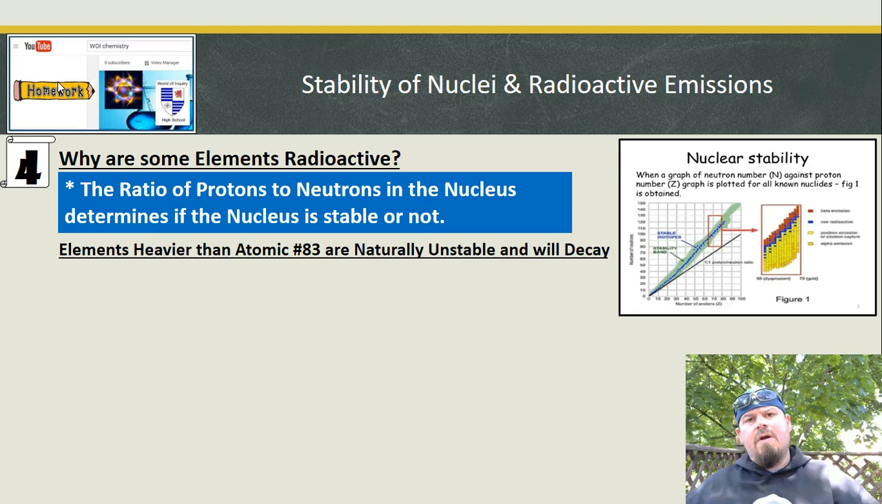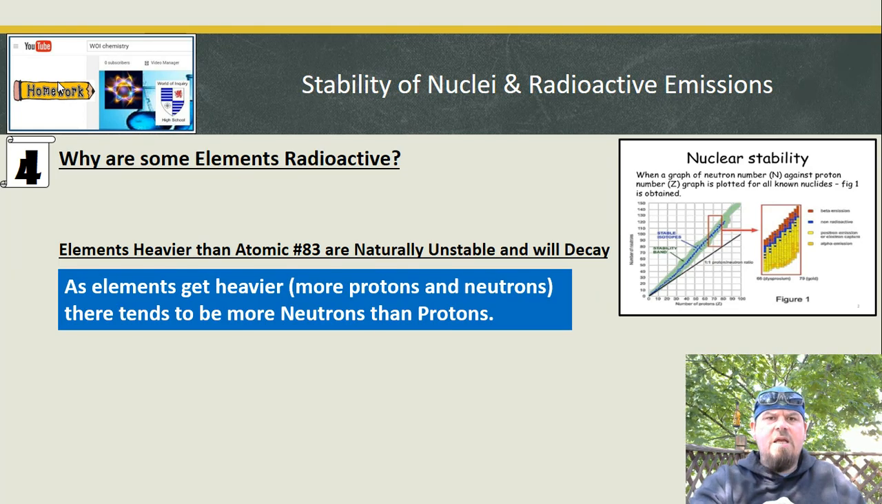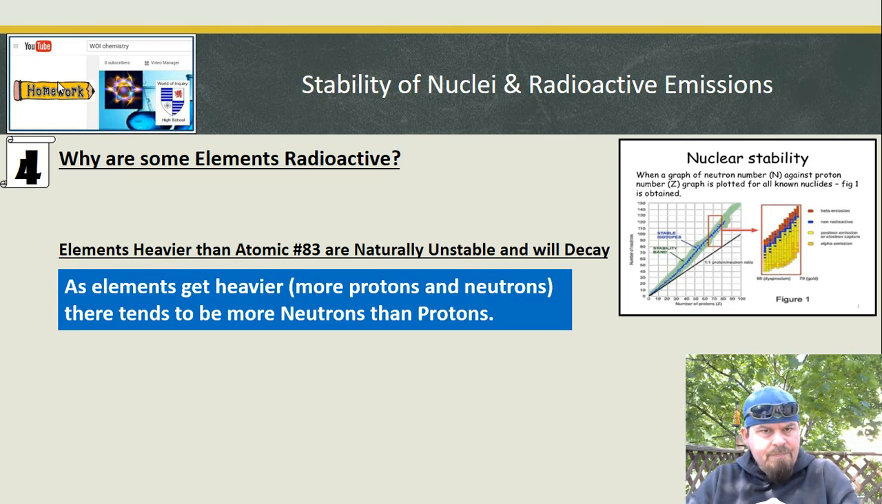Why are some elements radioactive? Well, it has to do with their ratio of protons to neutrons within the nucleus to determine if it is stable or not. It's 1 to 1, 2 to 1. There's a little graph over here about nuclear stability, and this is some of the more college level thought processes about what's going on inside and where the stability is. That line is very linear, but there end up being more neutrons as we get into the bigger atoms, right? And so everything heavier than 83 is going to definitely be unstable.